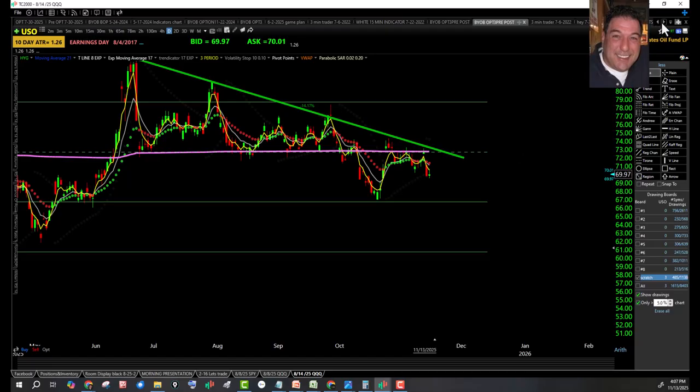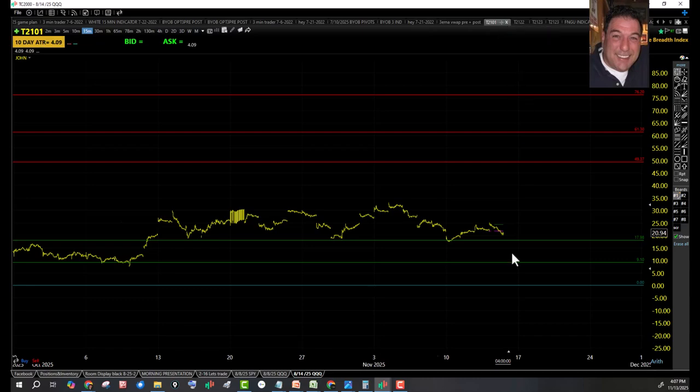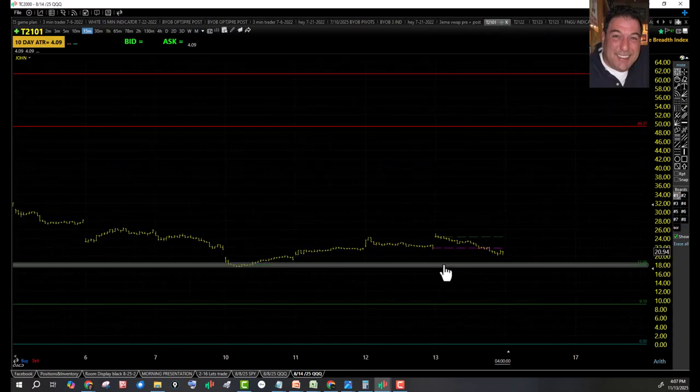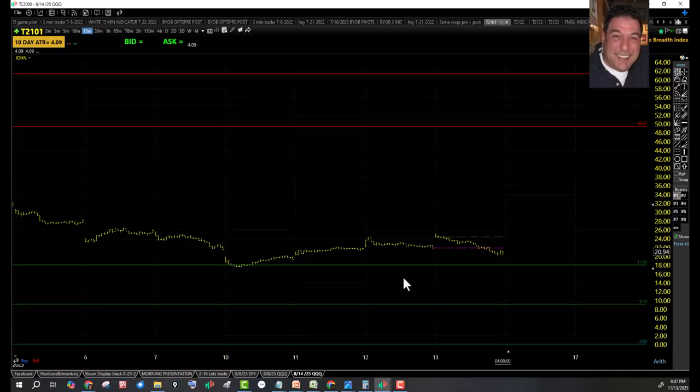Let's take a look at our technicals. First technical, T2101. Okay, the market moved down, and we got a mix. So participation increased at the beginning of the day, but quickly faded by the end of the day.